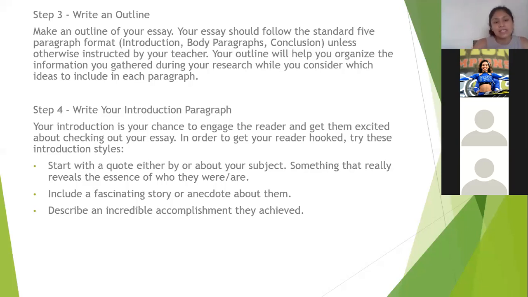Include a fascinating story or anecdote about them. So write something that probably not anybody knows or that is very fun about this character. And describe an incredible accomplishment they achieved. Of course, you have to make sure the reader will get the complete idea of this character. Why did you write about this person? Okay.